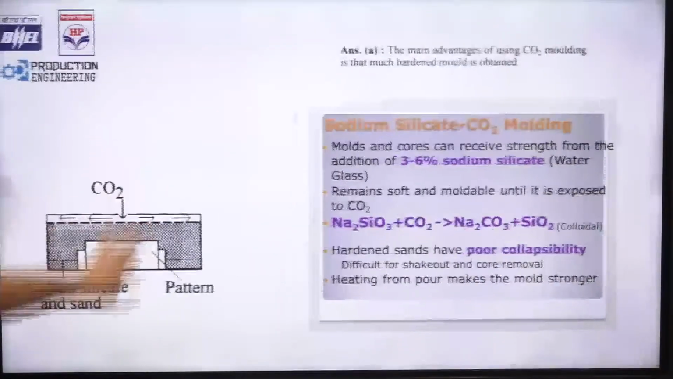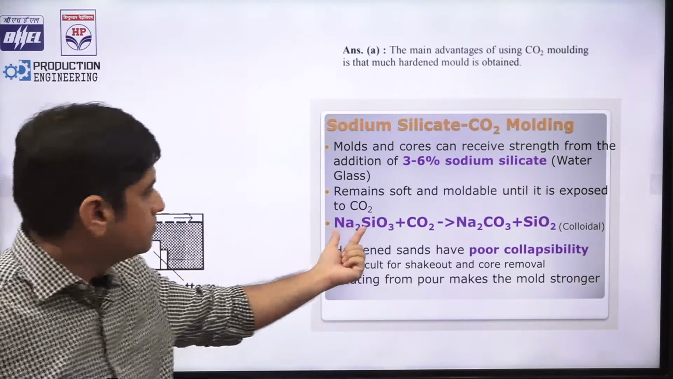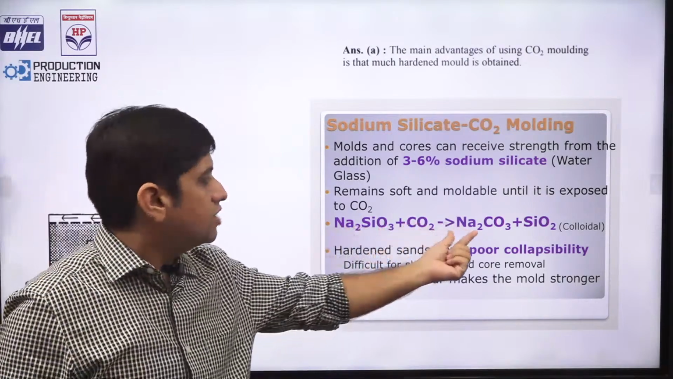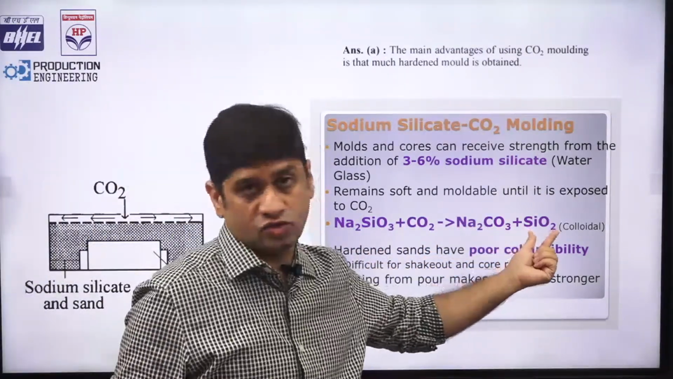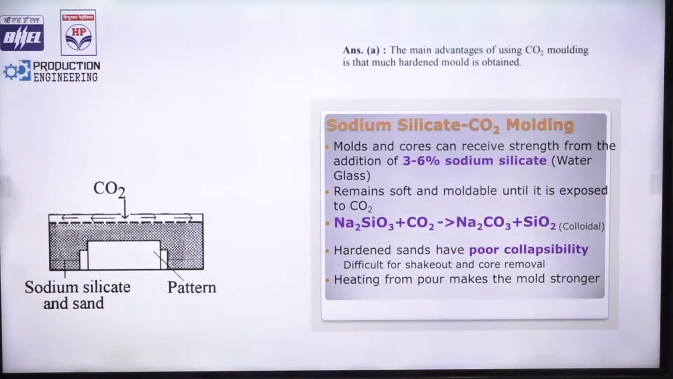Okay, the answer is yes: carbon dioxide molding gives you a hardened mold. So the mold you get is a hard mold. What happens is this: there is sodium silicate in the sand, and when carbon dioxide is passed over it, you get the silica colloidal solution, SiO2. This silica is very hard, it is actually a ceramic. Sodium silicate is called water glass.